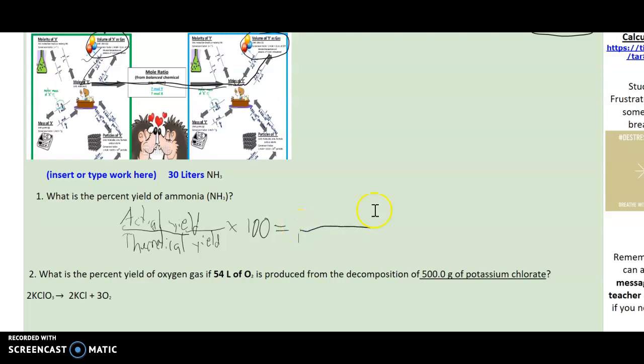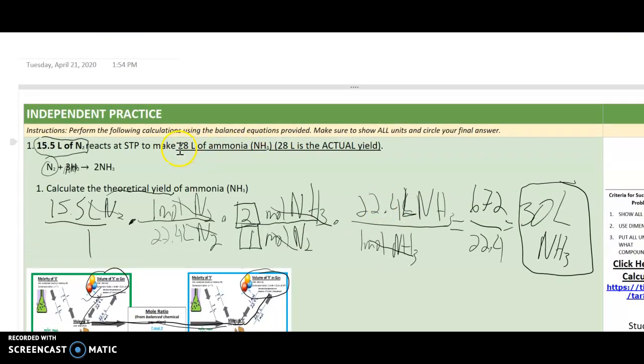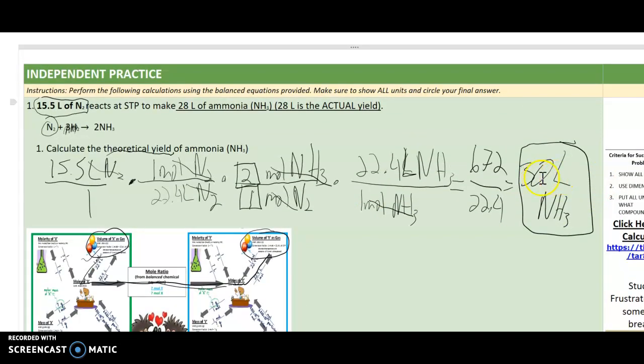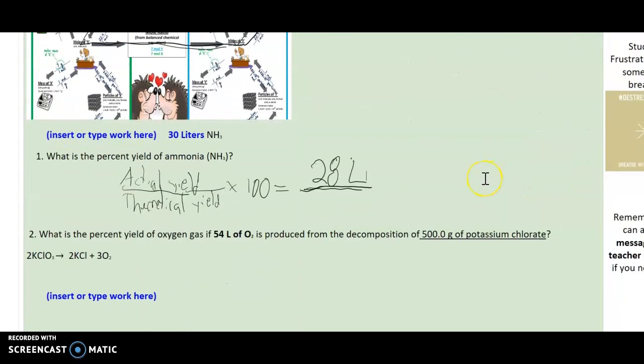It tells us the actual in the problem. It says you got 28. So you were in the lab and you made 28 liters. So I'm going to start with that. 28 liters divided by what in theory we should have gotten, 30. If we did everything perfect and we didn't lose anything, we should have gotten 30.